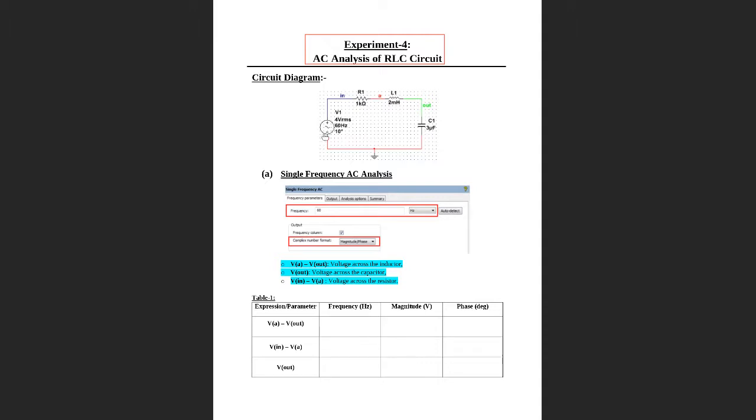The input here is AC. The peak to peak value is for RMS, VRMS, the frequency is 60 Hertz, and the phase angle is 10 degrees. All of them are connected in series. Here you can observe that some parameters are used, like this is the input, this is the output. What do you mean by this? It means the input is nothing but the voltage across the resistor. Okay, that is, the input is given to the resistor.